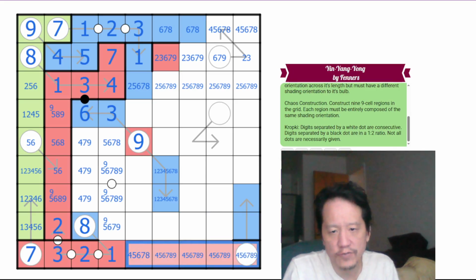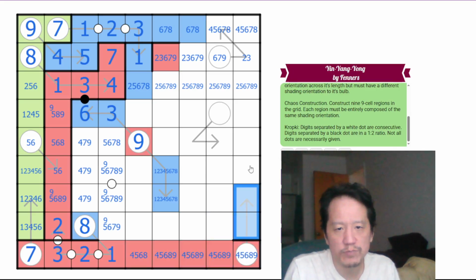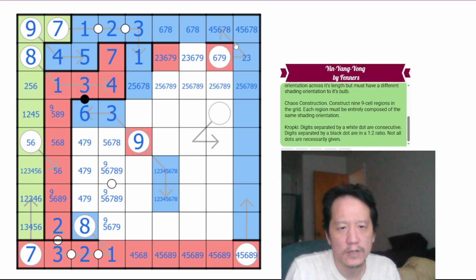This can't be 7 here. This is blue, so the rest of this must be blue. And because this is blue, this has to be red here. Therefore, this is a separate region. This must be a separate region.